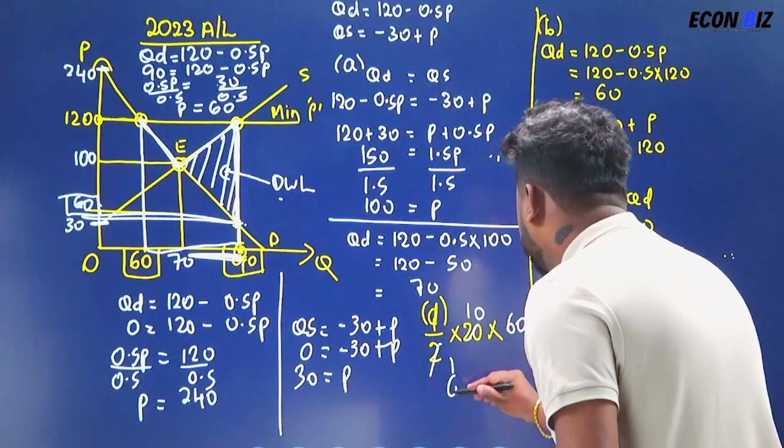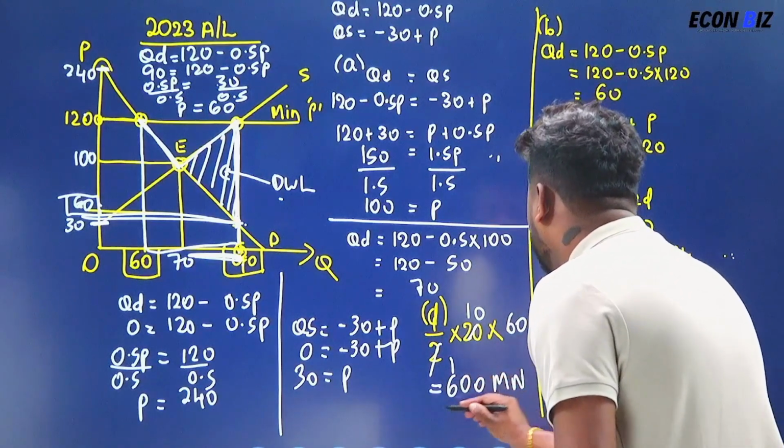So your answer is 600 million, your dead weight loss.